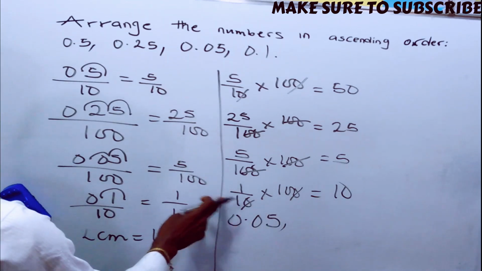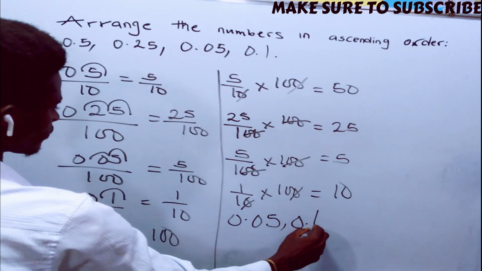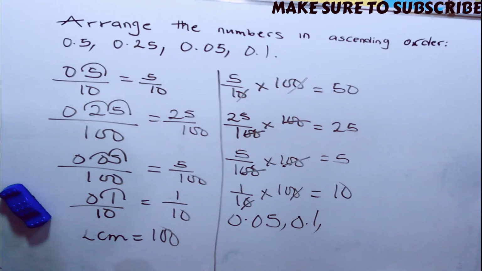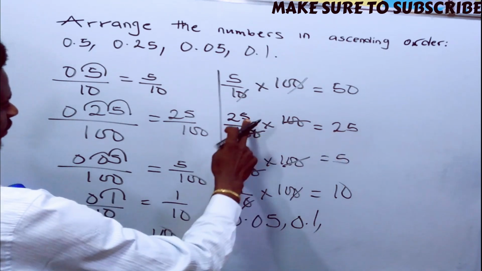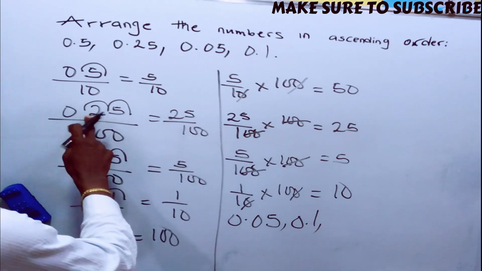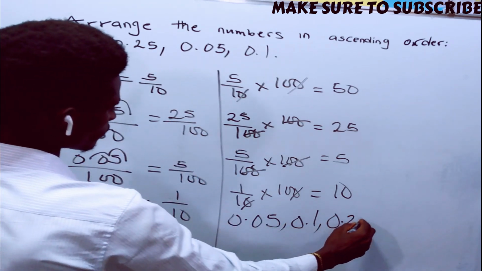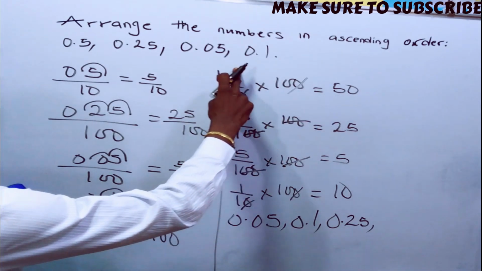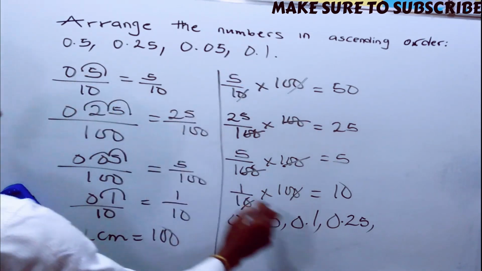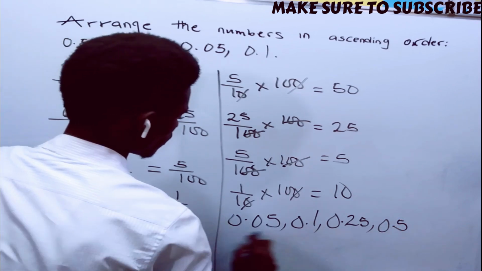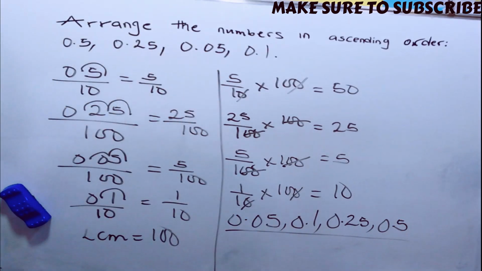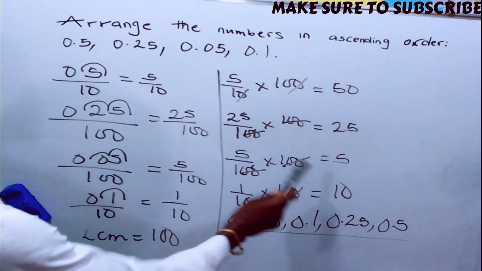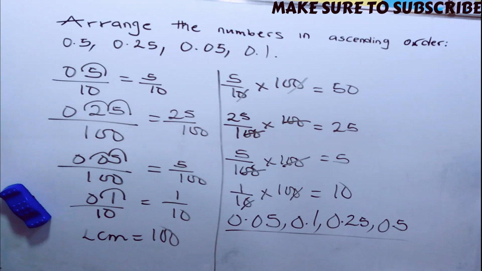And 10 is gotten from 1 over 10, which is 0.1. Then followed by 25, and 25 is gotten from 25 over 100, which is 0.25. And lastly, 50, which is gotten from 5 over 10, which is 0.5. So this is the arrangement of these fractions in ascending order, from the lowest to the highest, by first of all converting all of them to whole numbers.